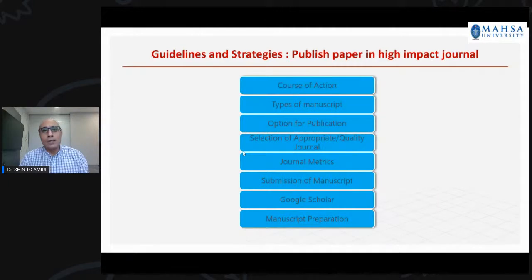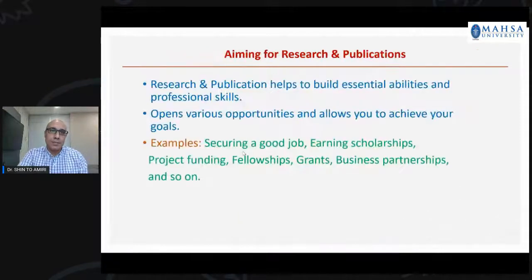Cool. So these are what we are going to go through today, starting from the course of action and the types of different manuscripts and the other options that we have for publication. Then we will go through the selection of appropriate, quality journals. Journal metrics, submission of manuscript, Google Scholar, and manuscript preparation. I'm going to go very fast today because I'm also going to introduce the Master University Conference in Engineering towards IR 4.0. So please accept my apology if I'm going very fast throughout all these slides.